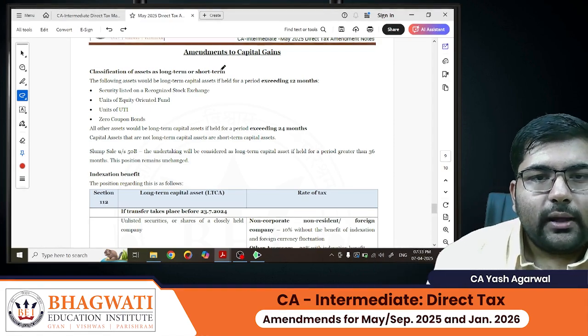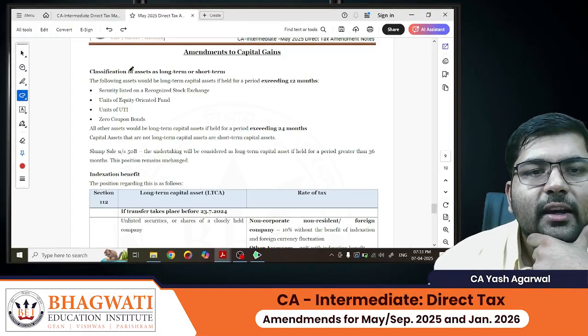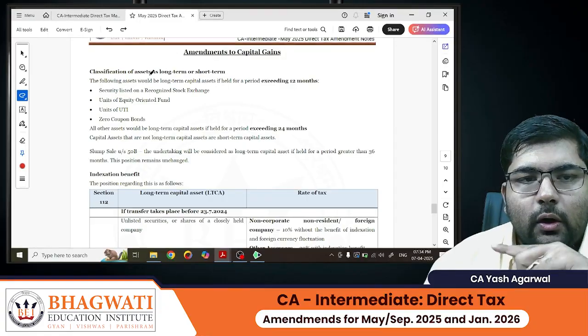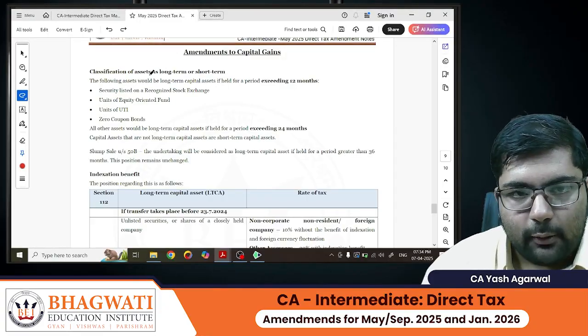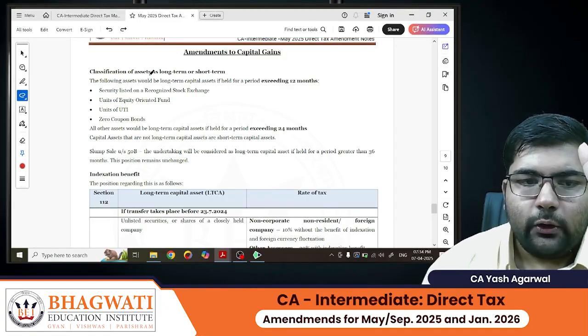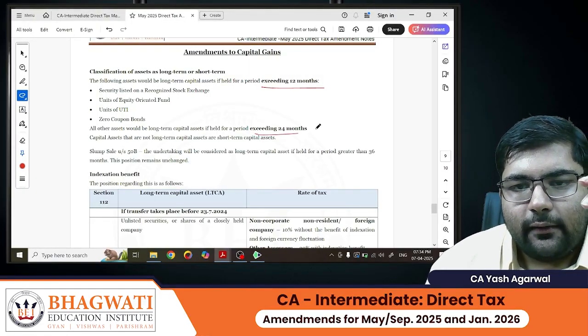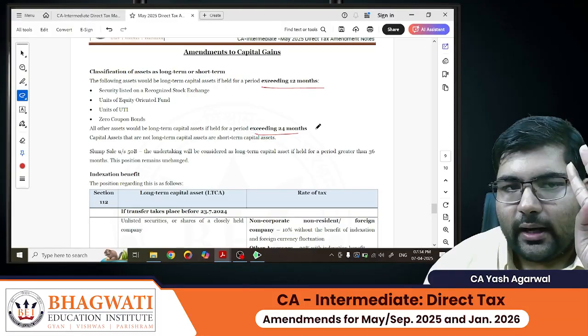Okay, so capital gains. First of all, classification of an asset. Classification of a capital asset as long term or short term earlier had different buckets. Now you have only two: held for 12 months or more versus held for 24 months or more. That is it. You have only two categories now.